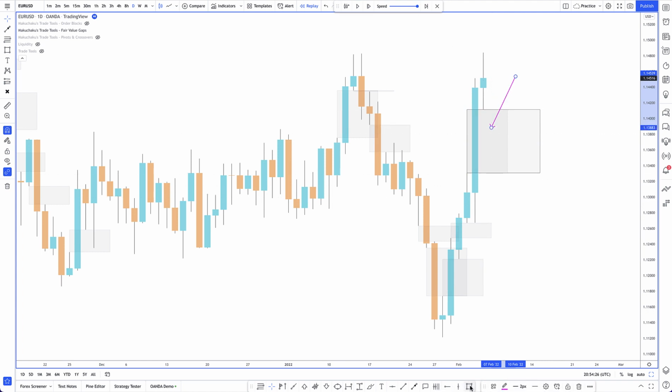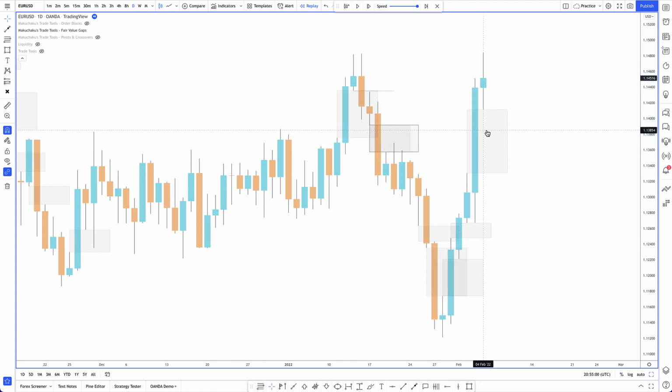Another example would be this. There was so much bearish pressure here that the high of this candle could not touch or overlap the low of this candle. Obviously, we're just flipping: you flip the concept of a bullish fair value gap and you get a bearish fair value gap, but the same concept applies here. So that's fair value gaps.